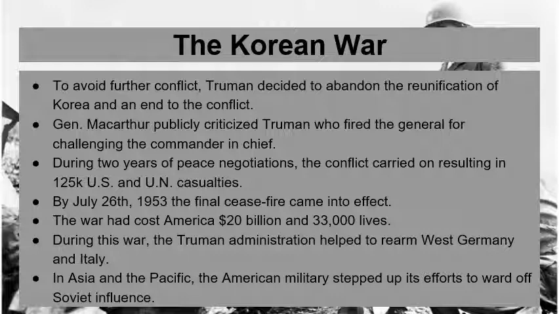During 2 years of peace negotiations, the conflict carried on, resulting in 125,000 U.S. and UN casualties during the peace negotiations. By July the 26th, 1953, the final ceasefire came into effect. The war had cost America $20 billion and 33,000 lives. During this war, the Truman administration helped to rearm West Germany and also Italy.